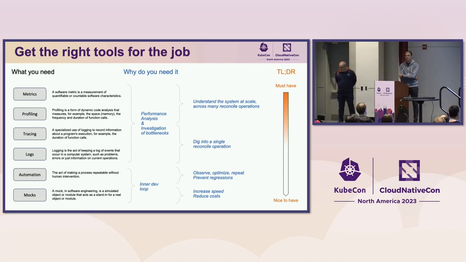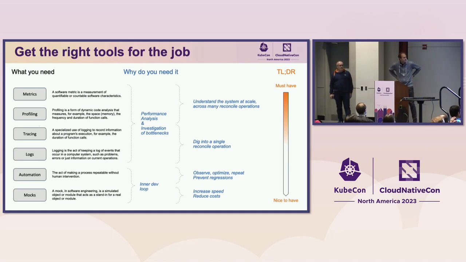So the first step is you have to get the right tools for the job. We're going relatively quickly over some of those so that we can focus on the more important parts later on. The first things you need are metrics, profiling, tracing, and logs. We have a priority list on the right side, essentially. The first thing is definitely that you need metrics, because otherwise you can't measure anything.